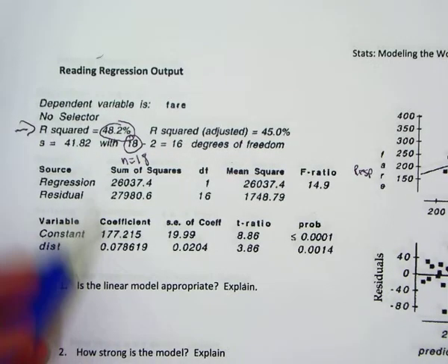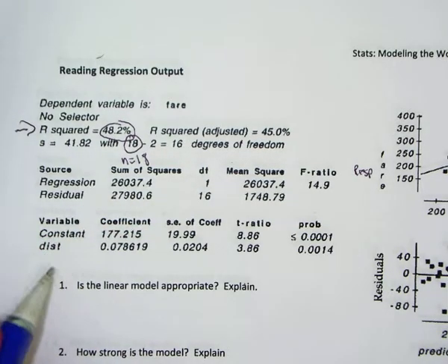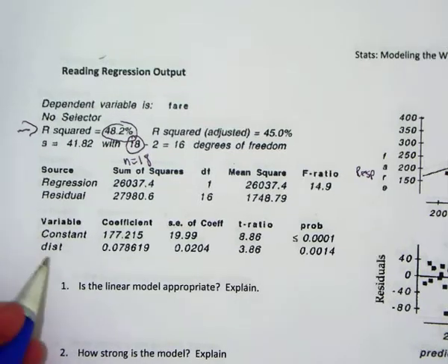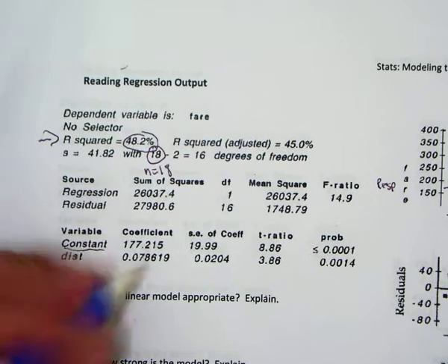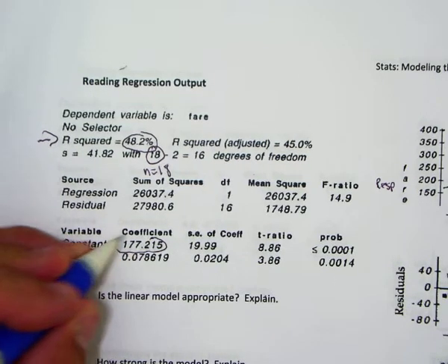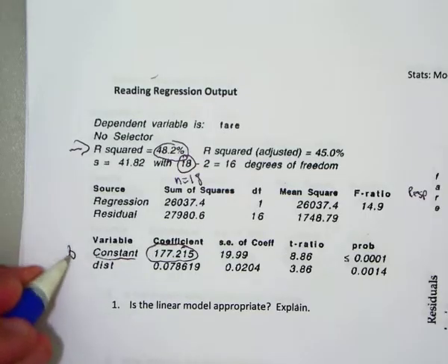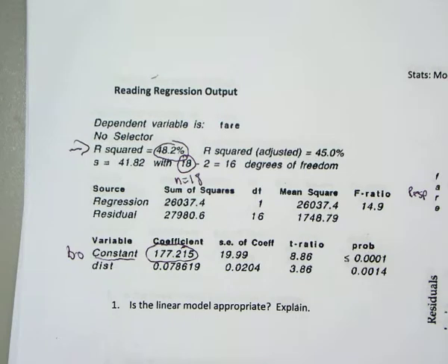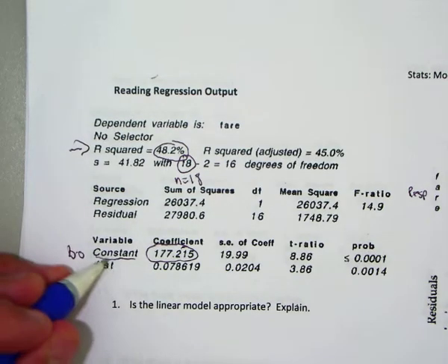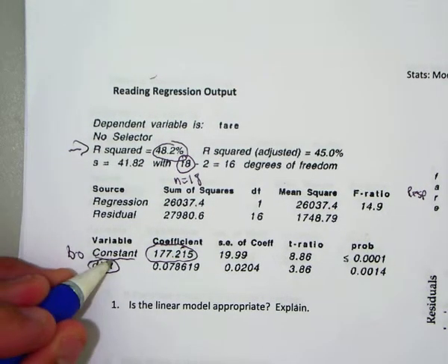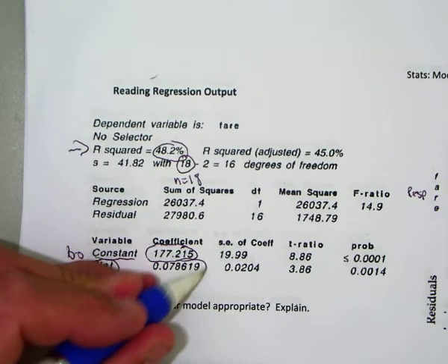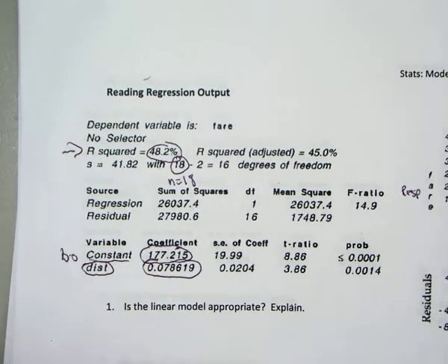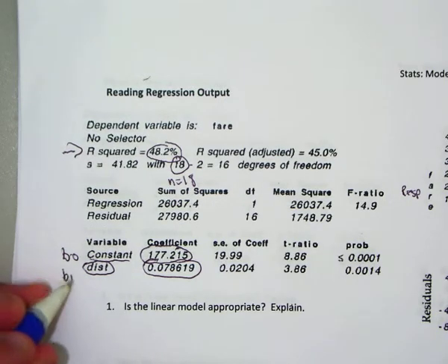We're not going to deal with this stuff right now, but we're going to skip down. The number next to constant, this number right here, that's b sub 0. And the number next to distance, since distance is our explanatory variable, 0.078619, that's b sub 1.